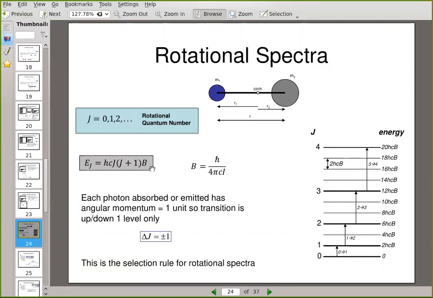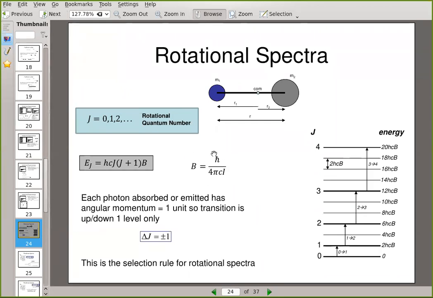So this is useful to us because we know that the difference between this absorption, 0 to 1, and this absorption, 1 to 2, is 2hcB. The difference between this absorption and this absorption is also 2hcB. So in the spectra, if we convert the energy to wave number, the difference in energy is 2hcB, but the difference in wave number is simply 2B.